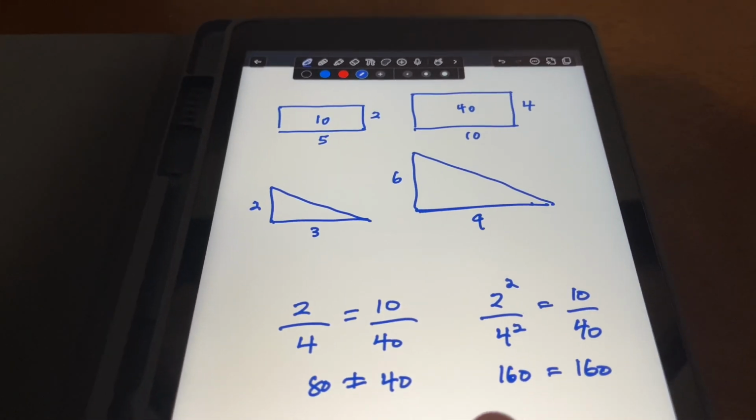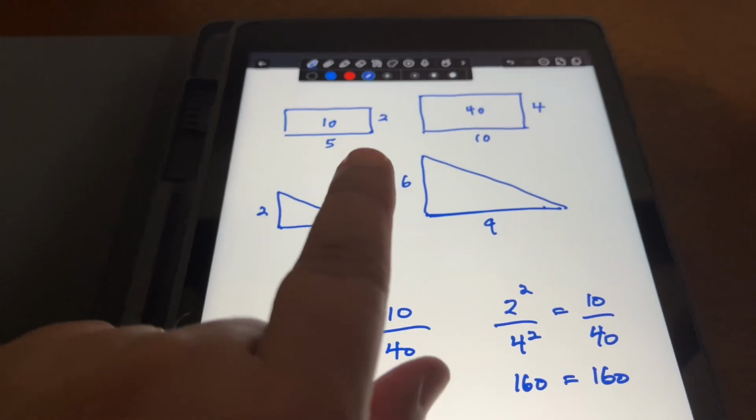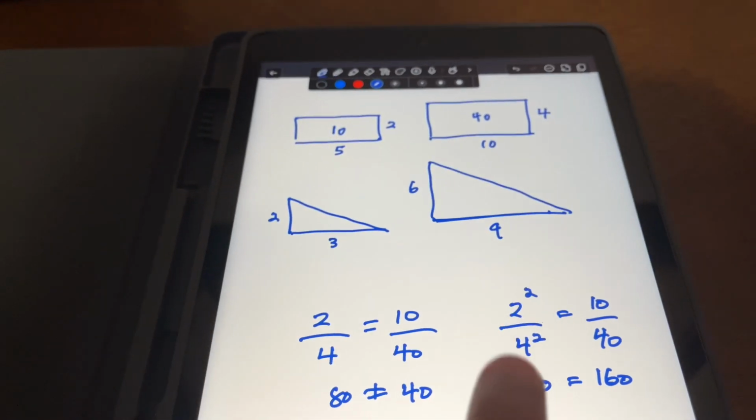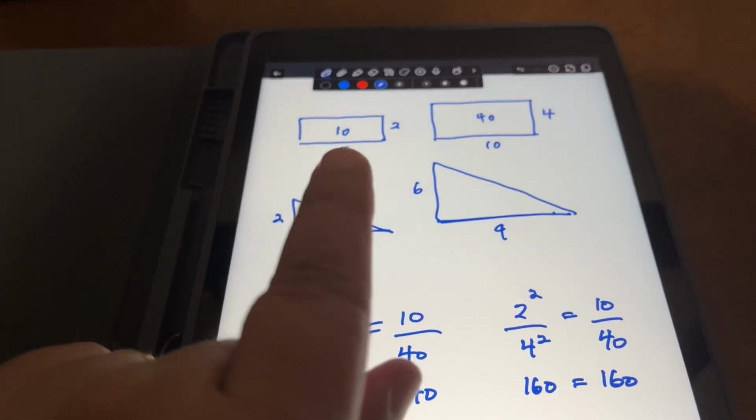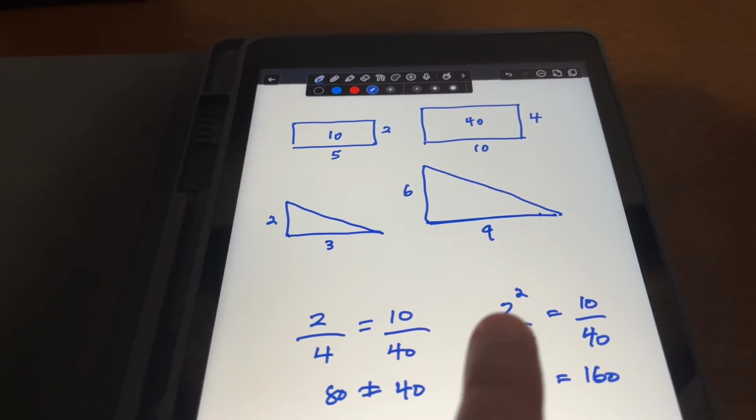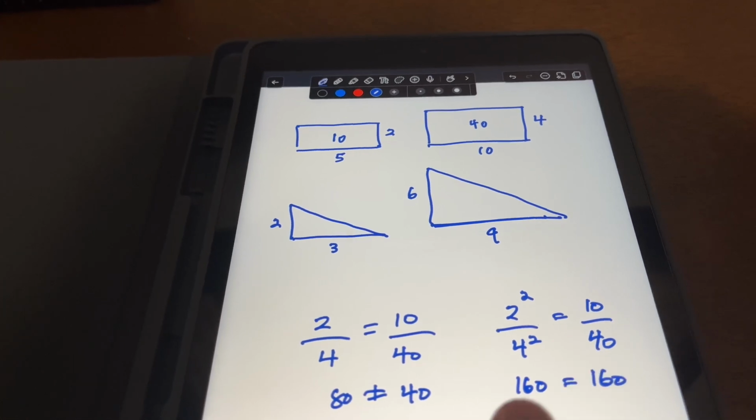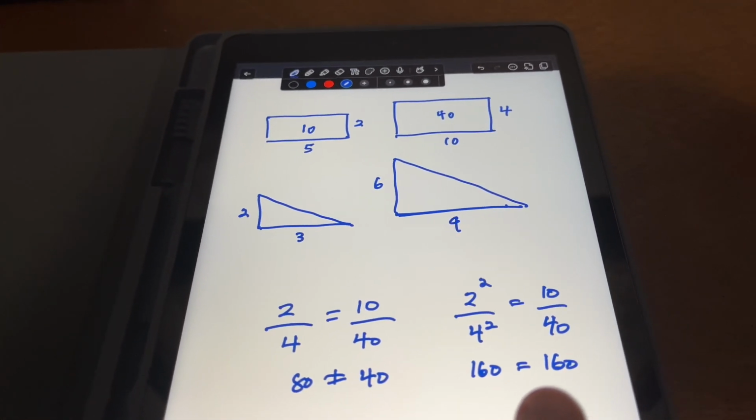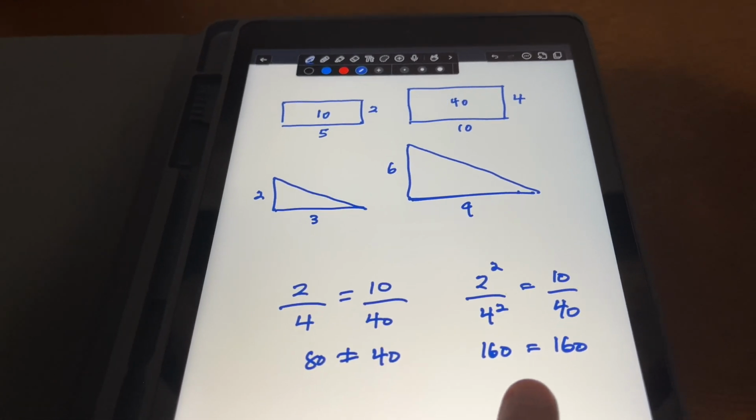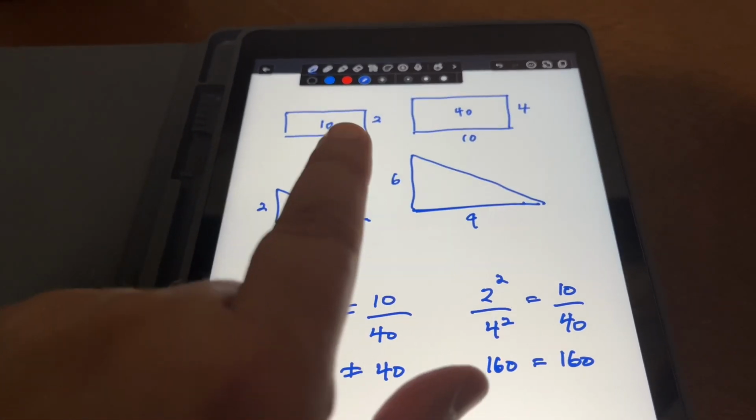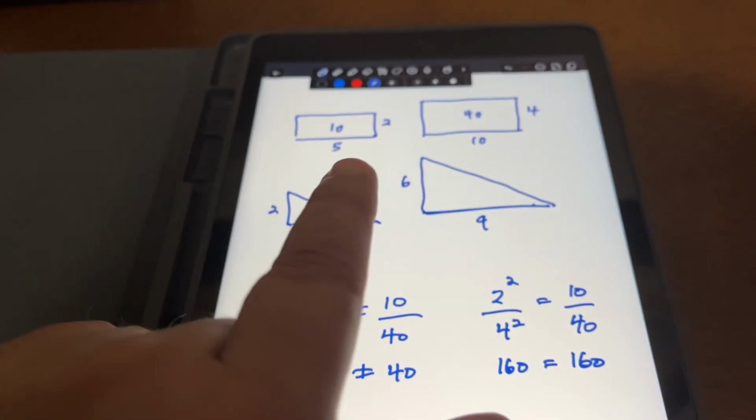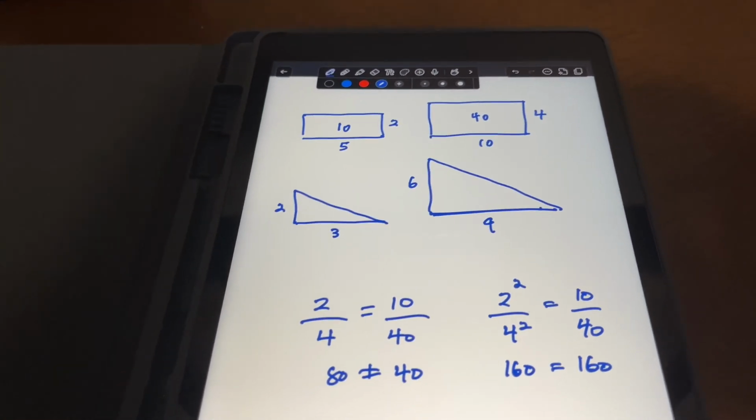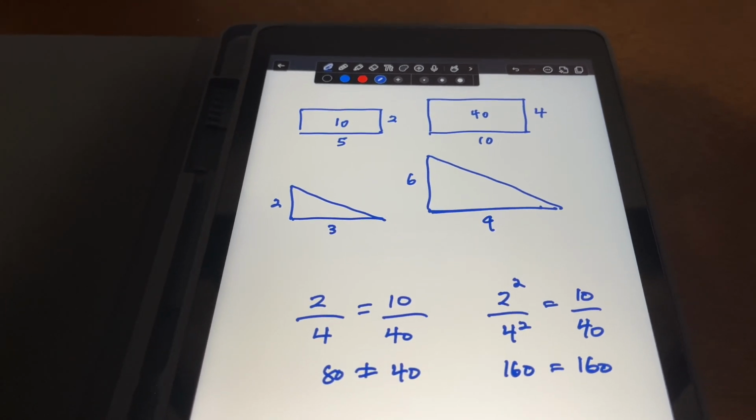So to make it a true statement, what you have to do is square those values. If I take 2 and square it, compared with 4 and squaring it, that compares to the areas. Notice 2 squared is 4. 4 times 40 is 160. 4 squared is 16. 16 times 10 is 160. So to get a true proportional statement, you have to square the widths or square the lengths and compare it to the area. And that's because area is a squared measurement.